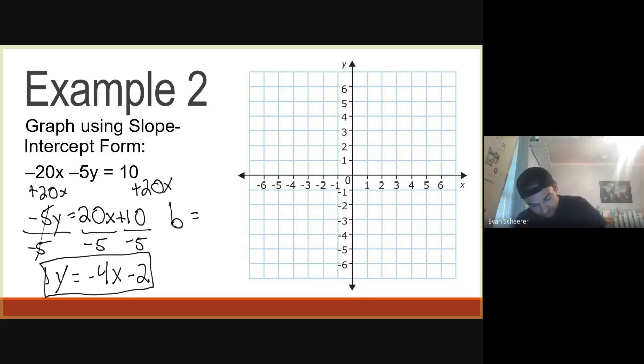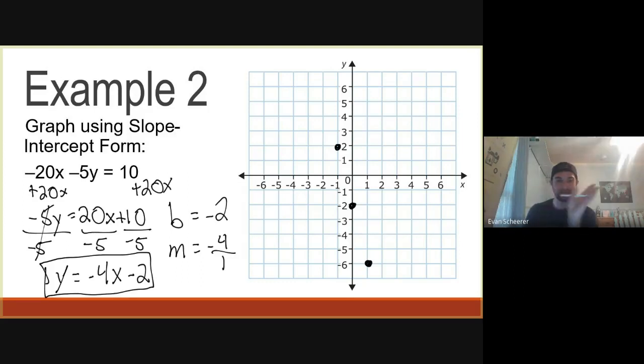So I know my b is negative 2 and my m is negative 4 over 1. Therefore, I can start off with negative 2. Now I'm going to show you a little trick right here. I could go down 4 and to the right 1, but that's only one way. I could also go up 4. So go up 1, 2, 3, 4, and to the left 1. I go up 4, that's positive 4. But then to the left 1 would be a negative 1. So 4 divided by negative 1 is negative 4, which still lines up. So as long as you're consistent with your negatives, you're still going to get your answer.